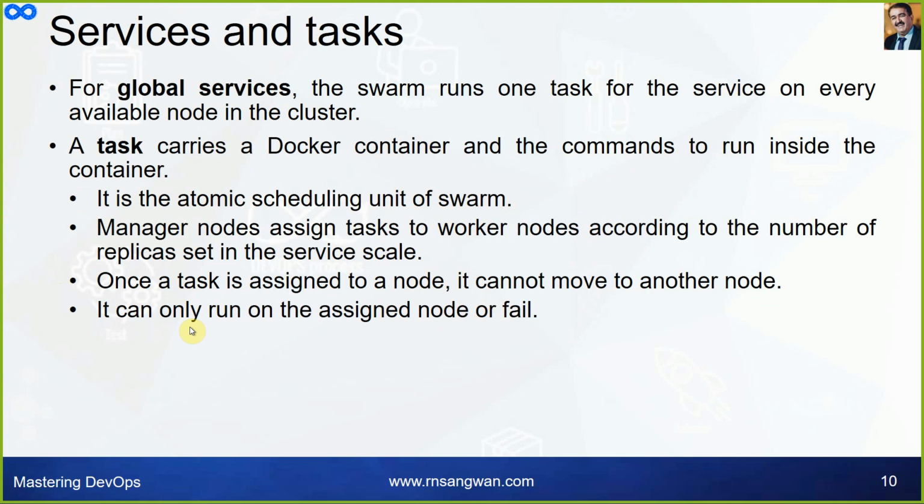For a global service, the swarm runs one task for the service on every available node in the cluster. A task carries a Docker container and the commands to run inside the container. It is the atomic scheduling unit of swarm. The manager nodes assign tasks to worker nodes according to the number of replicas set in the service scale. Once the task is assigned to a node, it cannot be moved.